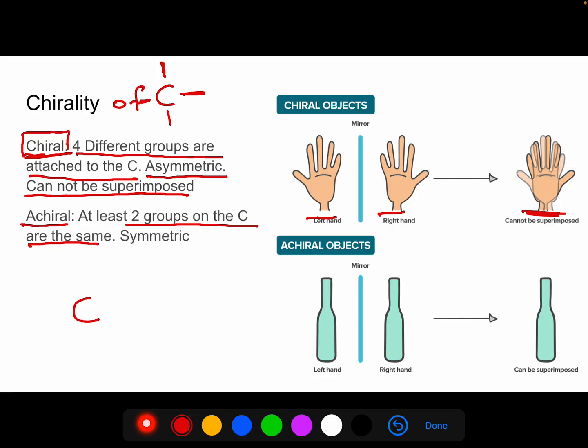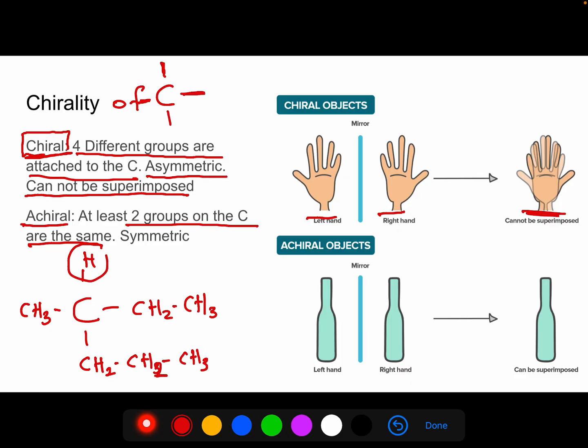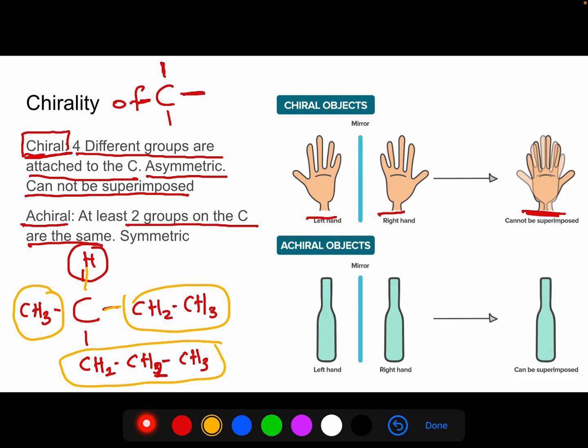So if I have a carbon, let's say I have hydrogen here, methyl here, ethyl on this side, and on this side, let's see, what do I have? I have CH2, CH3. So on one side I have hydrogen, on the other side I have methyl, I have ethyl, I have propyl. So all four bonds are connecting this carbon to different molecules. So this carbon is a chiral carbon.